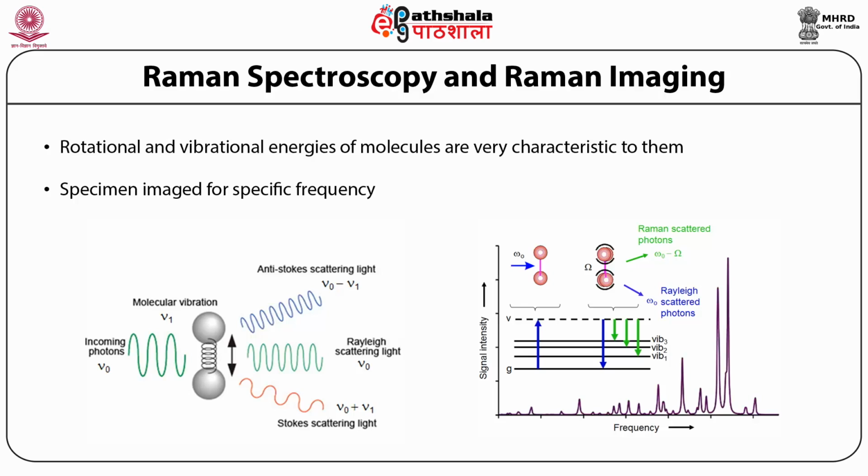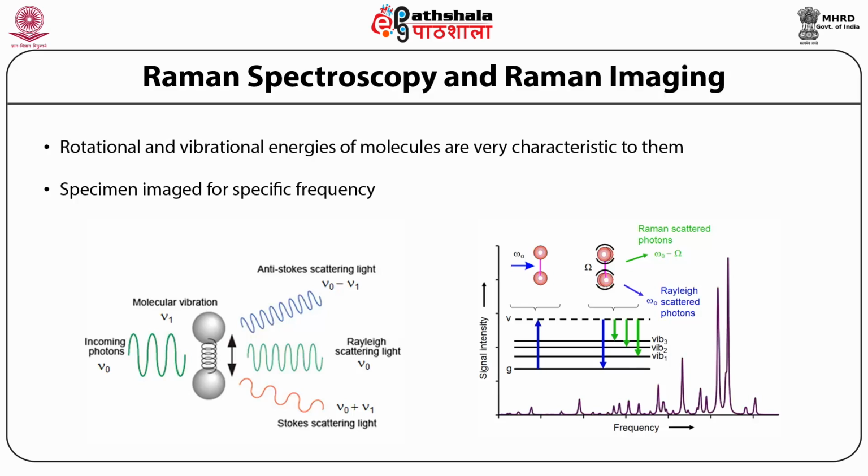And depending on this scattering, if you take a spectrum using a spectrometer, you get various lines, and these lines correspond to various vibrational or rotational states of the molecule. So each line is characteristic to the molecule. By identifying the line, you can identify the state of vibration or the state of rotation of the molecule.